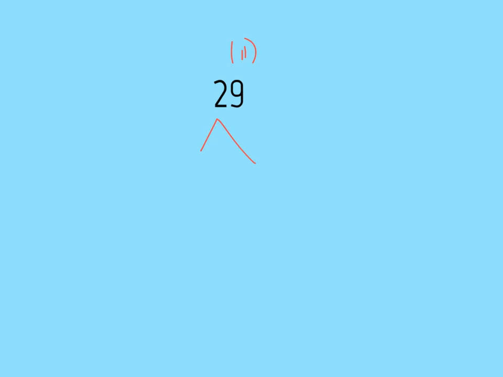So 29, does it have any factor pairs that work? Oh man, no it doesn't. So what's the prime factorization of 29? Oh, 29 is a prime number? Hey, look at that. The prime factorization for 29 is 29 because it's already a prime number. So that's the little trick when you are finding the prime factorization of a prime number. Well, you can't really because it's already prime. So that was a little trick.